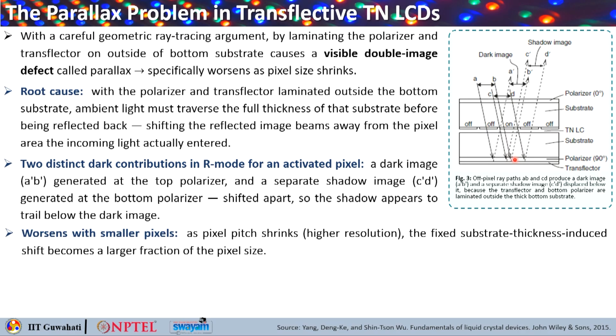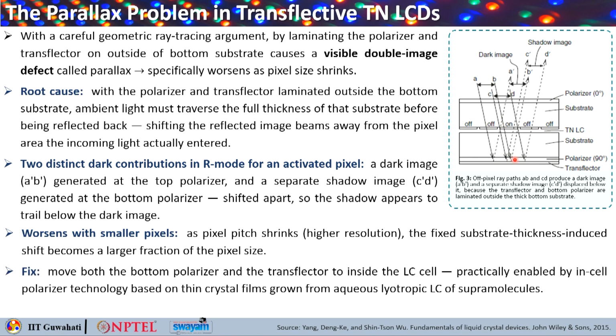Why does it get worse with smaller pixels? When the pixel size or pitch shrinks, you are going for high resolution, and in that case the fixed substrate thickness induced shift becomes a larger fraction of the pixel size. So how to fix this problem? You can move the bottom polarizer and the transreflector into the cell.